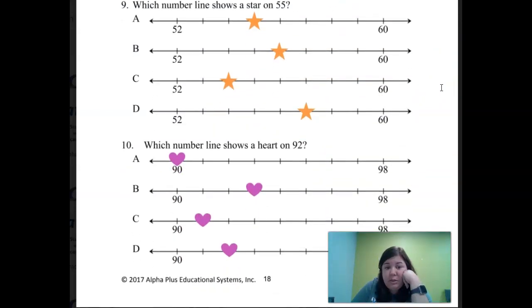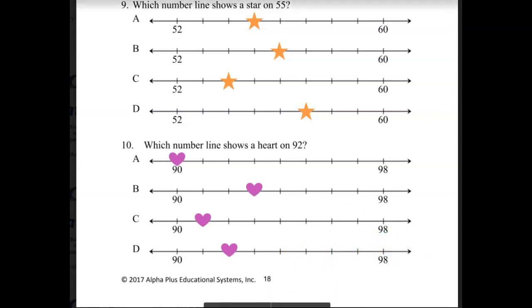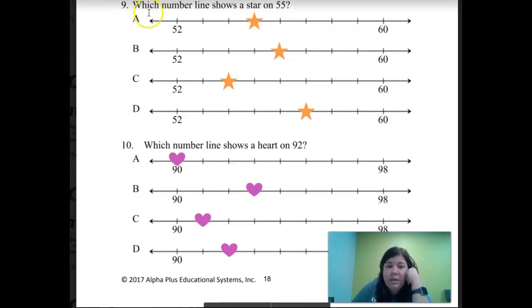Try number 9 and 10 on your own. Start with number 9. Which number line shows the star on 55? So pause the video and figure that one out. You can either count forward or count backwards. Take a second and decide if it's A, B, C, or D. Okay, what do you think? We want the number 55. So we have 52, 53, 54, 55. So it's this first one. A, did you get A?